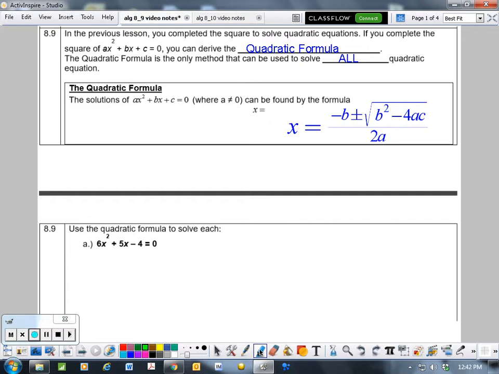And for completing the square, that middle term has to be an even number because I have to divide by 2. You can do it with fractions, but if you're no good at fractions, it's a big pain in the butt. The quadratic formula is the only consistent one that works.